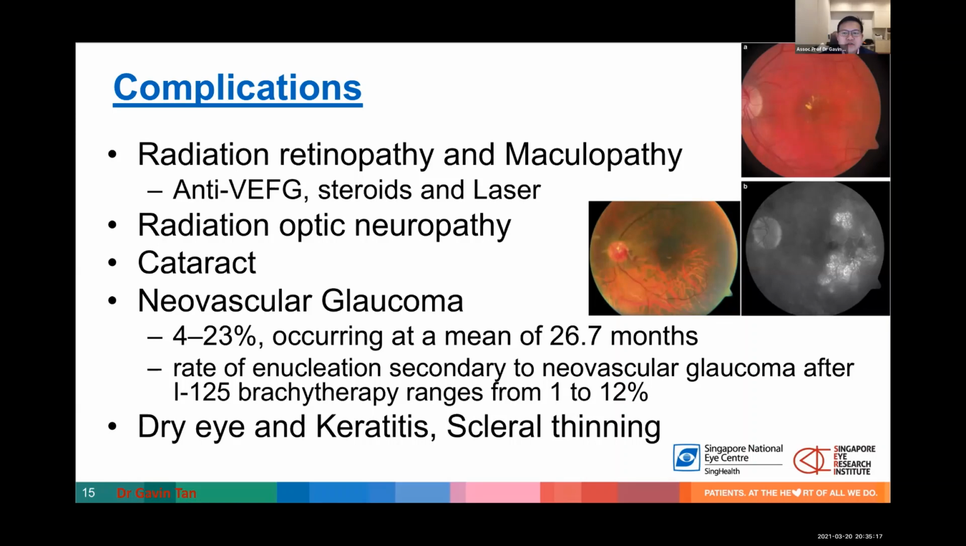You can also have surface symptoms and complications from radiation. That includes dry eyes, keratitis, and scleral thinning. So given all this, what do the visual outcomes look like?